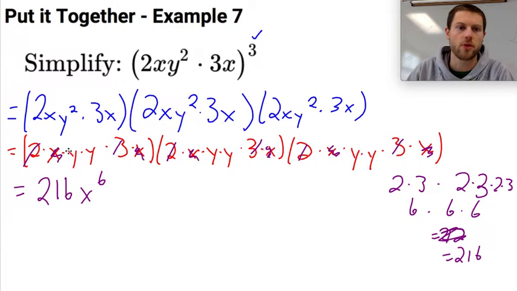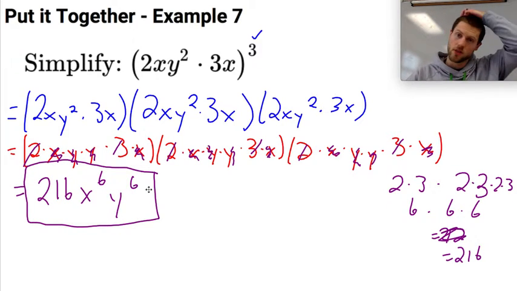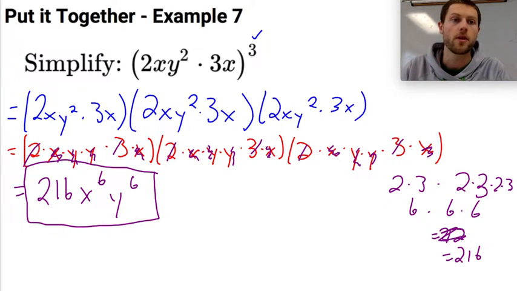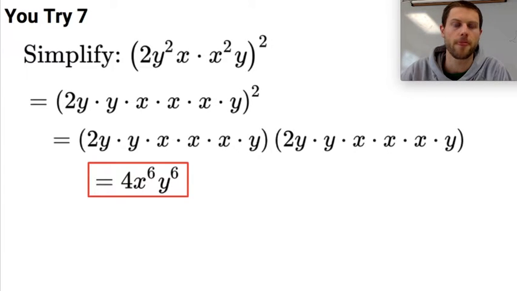Now let's count our y's. We have 1, 2, 3, 4, 5, 6. 6 y's. So I've got 216 x to the 6th, y to the 6th. Hopefully you can put that together and do the similar type of process with this you try number 7. Pause the video, give this one a shot. All right, my final answer for this one is 4x to the 6th, y to the 6th.